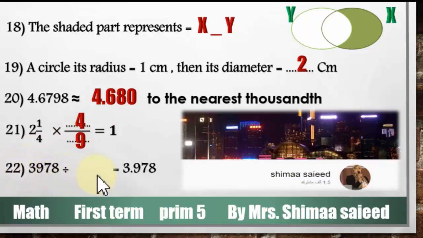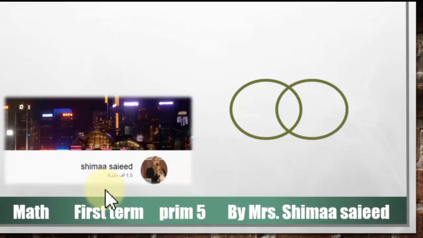3978 divided by an unknown number equals 3.978. Put the decimal point after 3 places. So divided by 1000 equals 3.978.